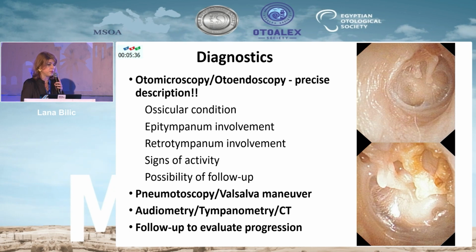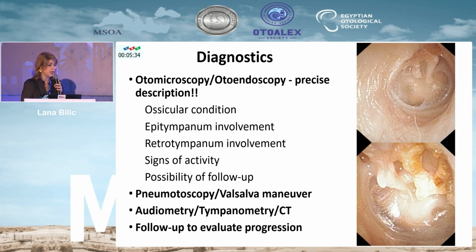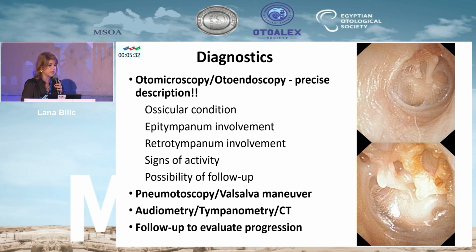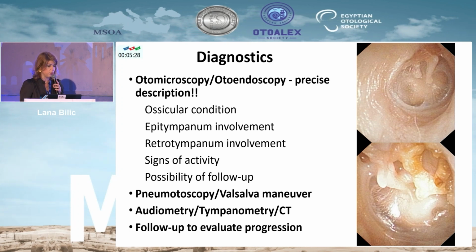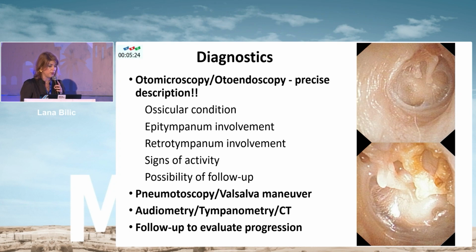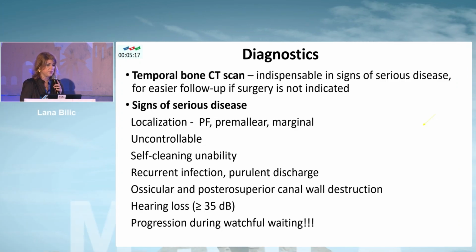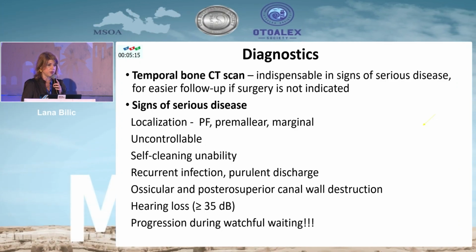We precisely describe the condition, epitympanum and retrotympanum involvement, signs of activity, and possibility of follow-up. Also, we do pneumotoscopy and the Valsalva maneuver. We also, whenever we can, perform audiometry, tympanometry, CT, which we'll discuss a little bit later, and follow-up to evaluate progression of the disease. So what about CT in our department?